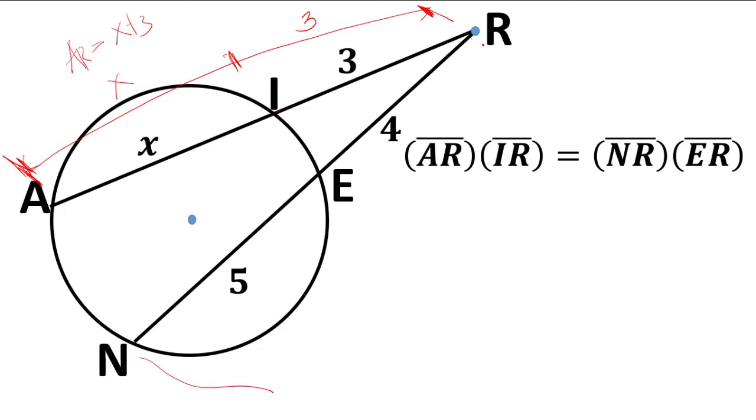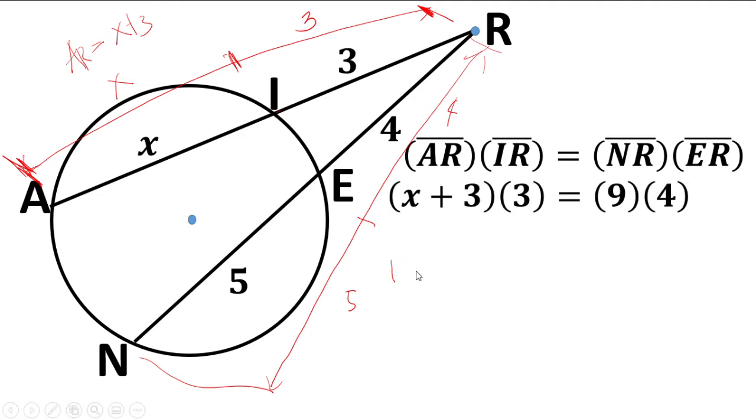Gaano kahaba? What is the length of NR? Nabura lahat. So, what's the length of NR? If from N to E is 5, and from E to R is 4. So, 5 plus 4, that is NR. NR is equal to 5 plus 4. So, that is, NR now is 9. Okay? Tapos, i-substitute mo lang siya sa ating formula.